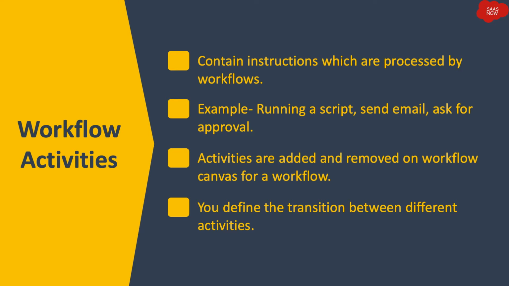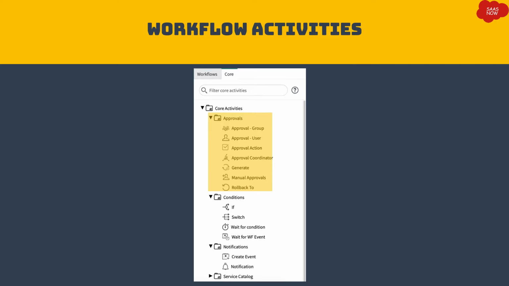Workflow activities. In order to process the automation, you add different activities in workflow. For example, if condition, running a script, sending an email, or asking for an approval. Activities are added and removed on the workflow canvas for a workflow. You can also define the transition between different activities in the workflow from start till end. So these are the workflow activities.